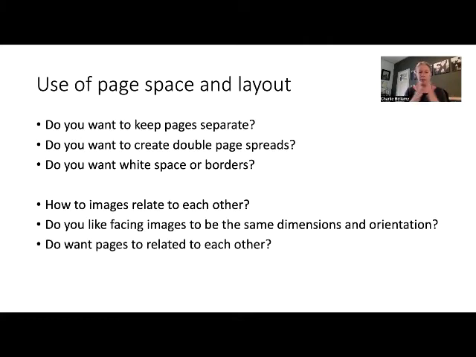Do you like facing images to be the same dimensions and orientation? Are you happy to have a landscape and a portrait or a landscape and four squares? You know, again, I love it because I think it mixes it up. It does make it very clean if you have exactly the same on both sides. So if you've got a landscape or four squares and four squares. But equally, I don't think there's anything wrong at all in balancing different orientations. It can sometimes bring an extra bit of interest to the book.